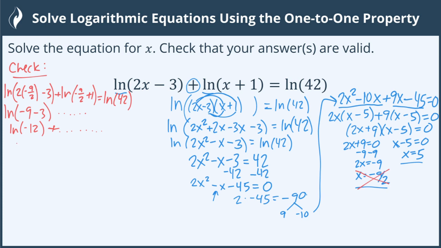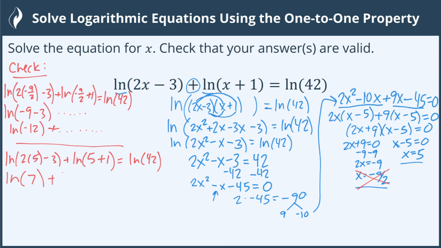So let's check 5, doing the same process. It's always super important to check your logarithm equations because of that reason. Okay, let's check and see if this works. So here I have 2 times 5 minus 3, so 10 minus 3 is 7. And then 5 plus 1 is 6. And you have two options here. You could go to your calculator and you could type in natural log of 7 plus natural log of 6 and see if that's the same as natural log of 42.